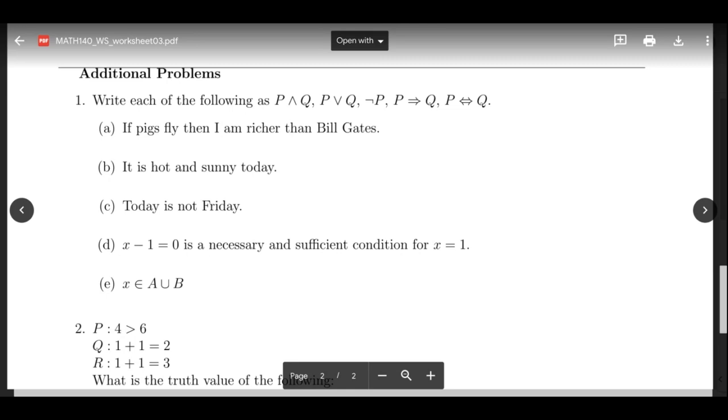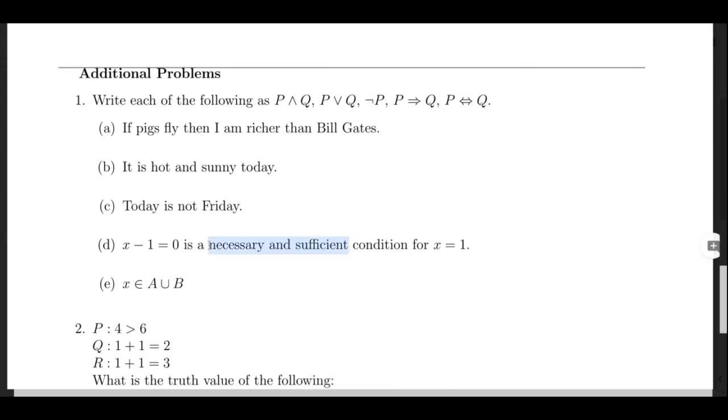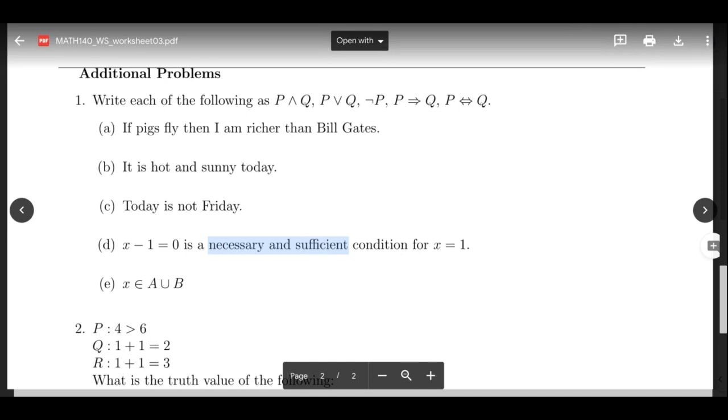Now let's go second round. Aidan, you want to try this? X minus 1 equals 0 is a necessary and sufficient condition for X equals 1. P implies Q only? What does necessary and sufficient mean? Necessary and sufficient means if and only if, yes.